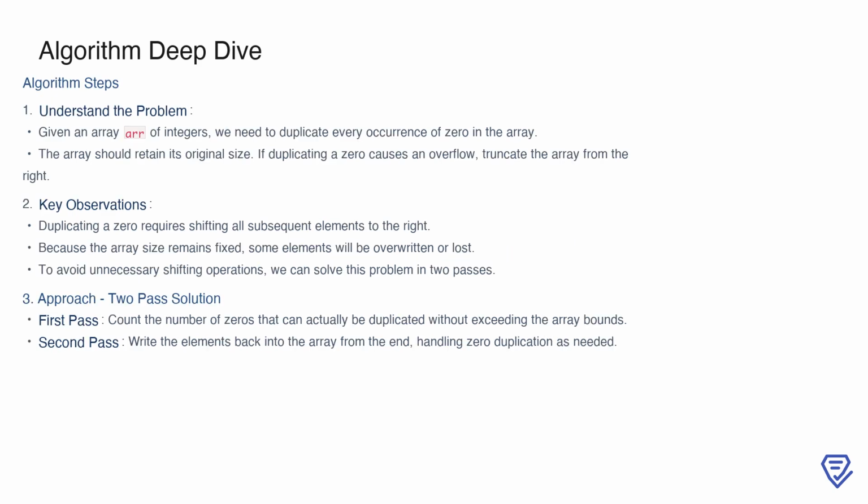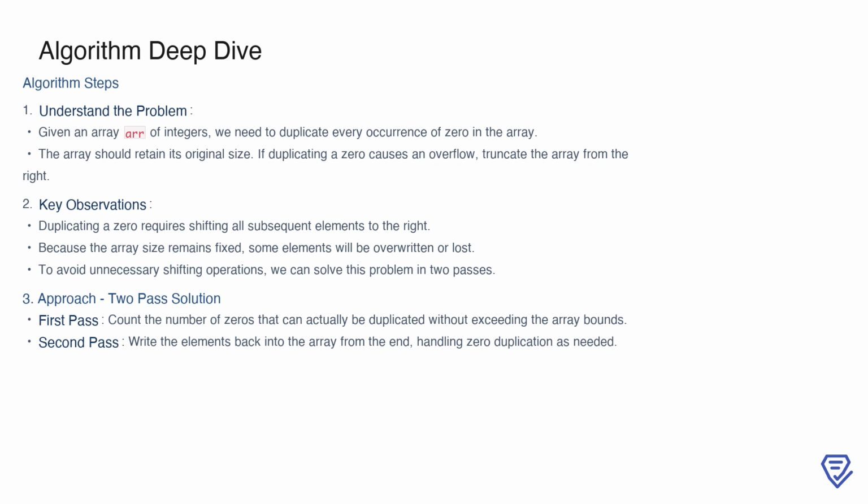To solve the problem of duplicating zeros in a fixed-size array, we first need to clearly understand the requirements. Each zero in the array should be duplicated, meaning an additional zero is inserted immediately after the original zero. However, since the array must remain the same size, any elements that extend beyond its bounds are truncated. This introduces a challenge because duplicating a zero shifts all subsequent elements to the right, potentially overwriting data.